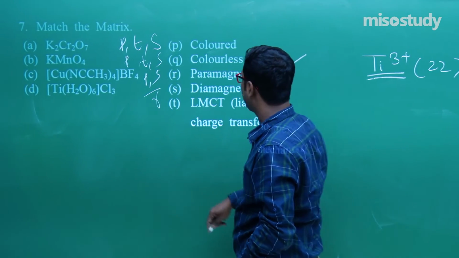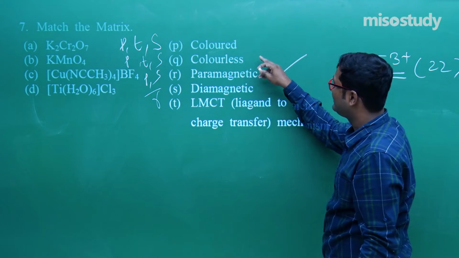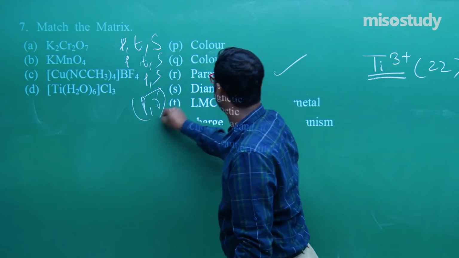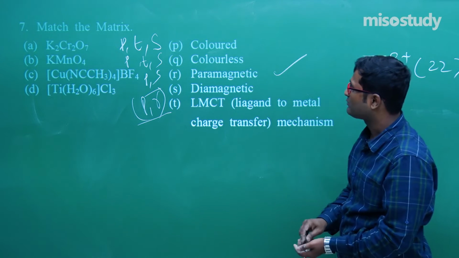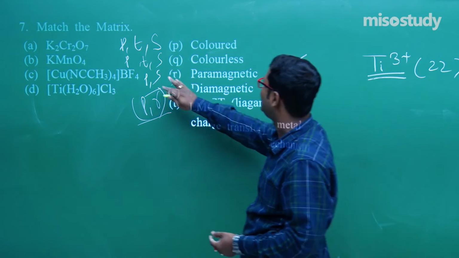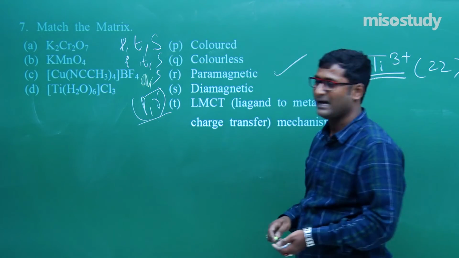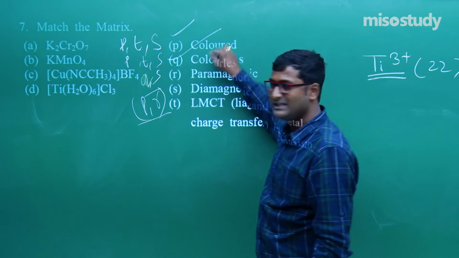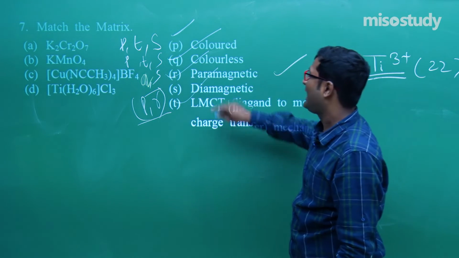So if it is paramagnetic, that is R, and with 1 electron, it is colored. For this option, P and R is the correct option. For Cu in the +1 oxidation state, this is colorless. So for this, Q and S. Now the complete option: PTS, PTS, then QNS and PAR.